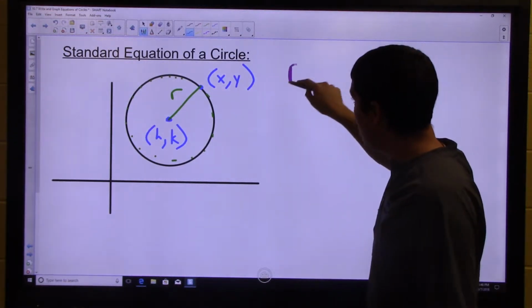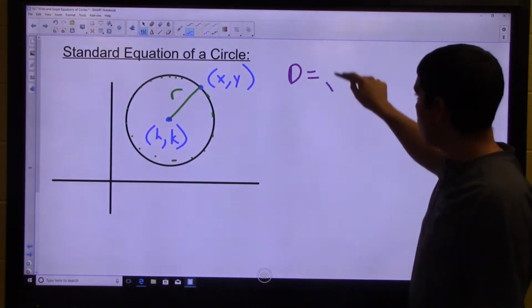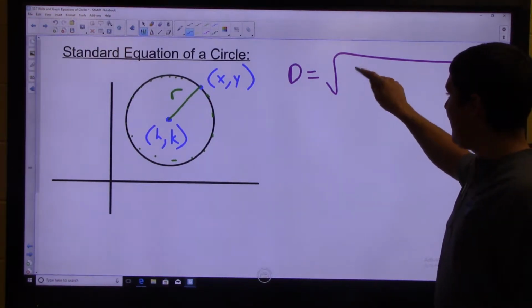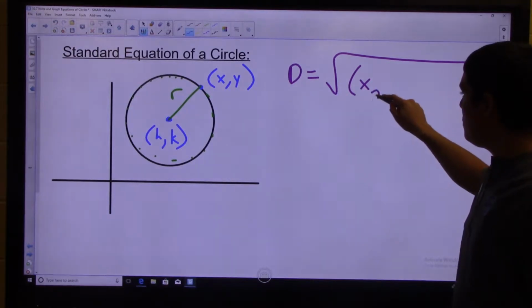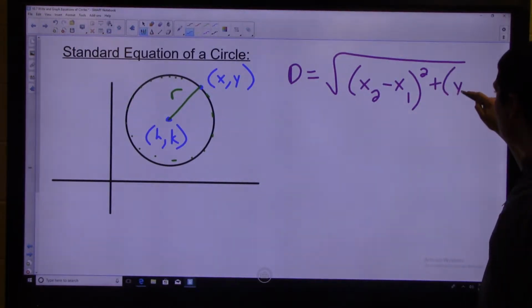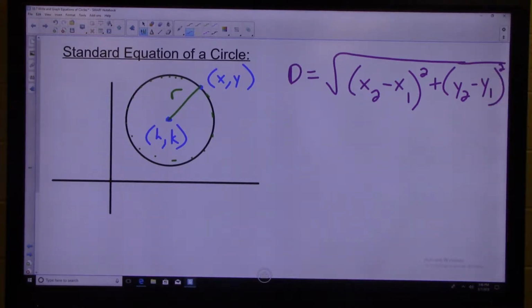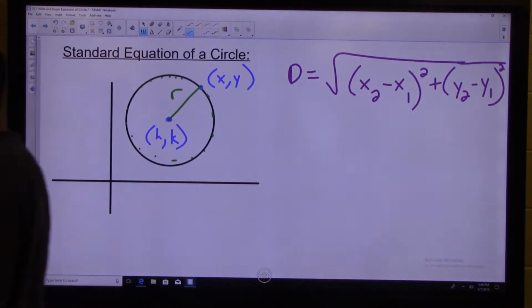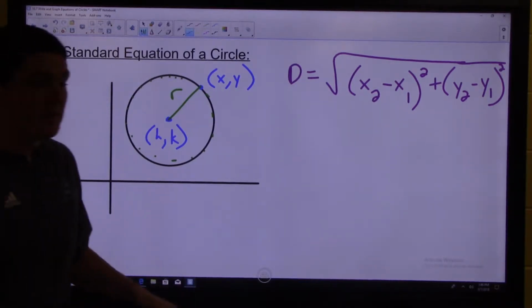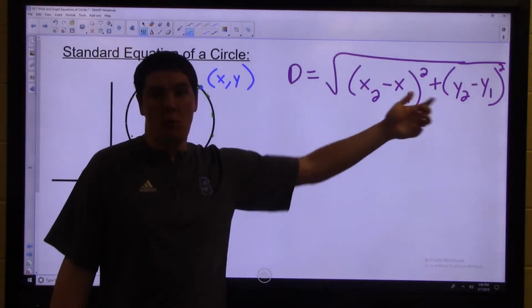I'll write it in purple. Distance is going to equal the square root. Now you can write it a lot of different ways, but I'll just write it like this. It's going to be x2 minus x1 squared plus y2 minus y1 squared. Does that ring a bell? Hopefully everybody said yes. So I'm going to use this formula. I'm just going to plug in values that I know. Before I do any of this, all these subscripts mean is which point we're choosing.